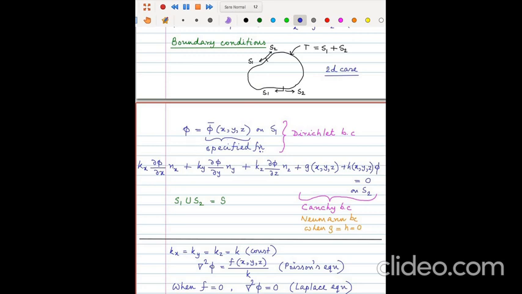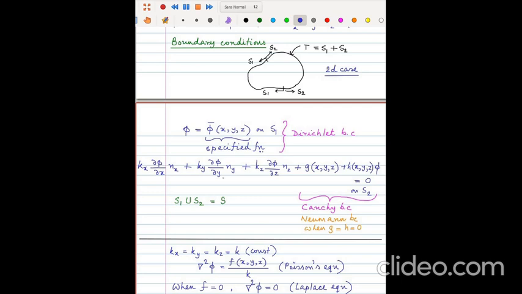If phi is a specified function, so if you give the value of x, y, z on this portion of the surface, then you get the value of phi. So this is called the Dirichlet boundary condition. And on the other part of the surface S2, kx del phi del x nx plus ky del phi del y ny plus kz del phi del z nz plus g xyz plus h phi is equal to 0. So this is called a Cauchy boundary condition.